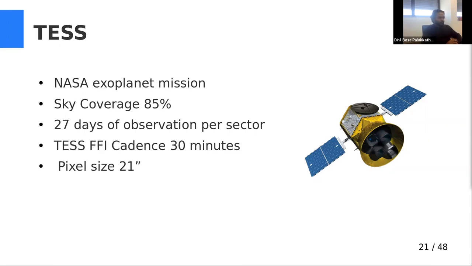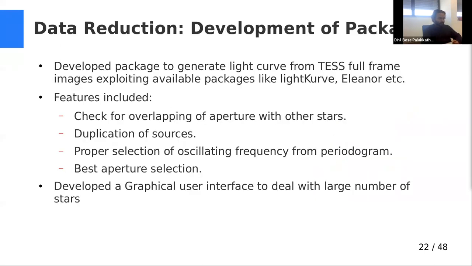Since it's an all sky survey, the pixel size of TESS is very large. So we have to be very careful with the aperture selection, since we are looking at the stars in the cluster. Towards the center of the cluster, we can see that there are close by stars. If we don't do the proper aperture selection, the light from the nearby stars can contaminate our star.